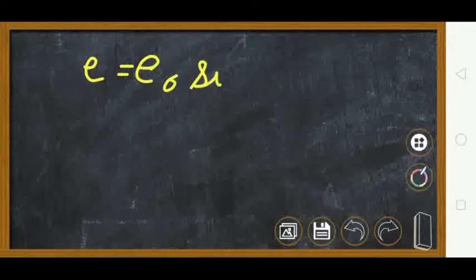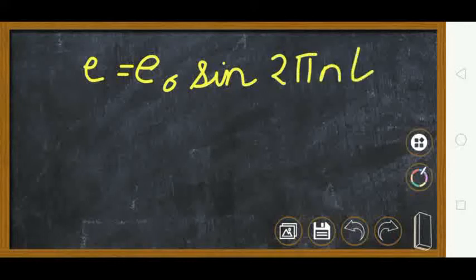Now there is an expression whose derivation you don't have now, you will have it in your 11th standard, where E is given as E0 sin 2 pi n t, where t is the time taken, n is the number of rotations, and E0 is the maximum EMF, whatever it is going to take.